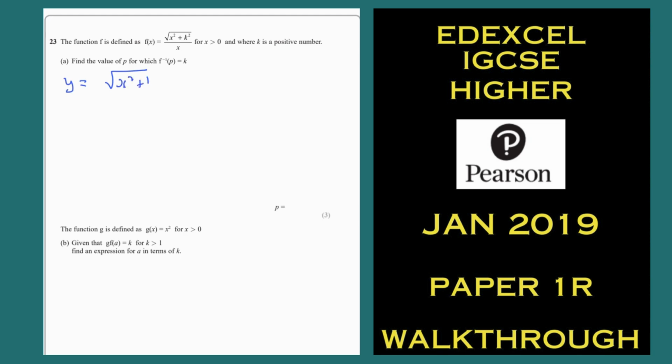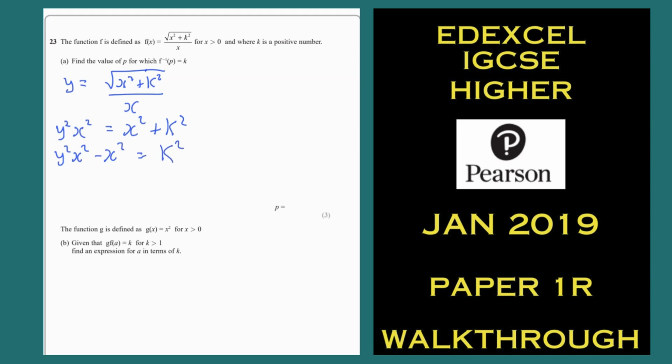Now I'm going to skip a couple of lines of working out here to make sure I get it all in. So here, what do we need to do? Rearrange to make x the subject. Get x on its own. So let's multiply both sides by x. That's gone. But then let's get rid of the square root. So we square both sides. Now let's take the x squared over. So I get y squared, x squared, minus x squared.